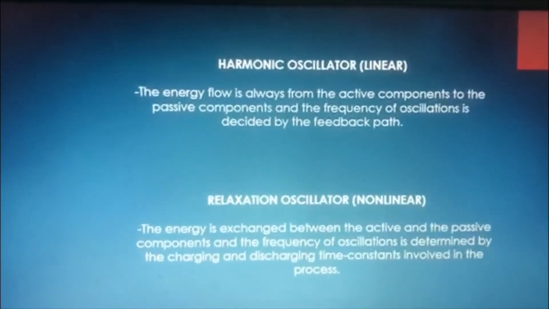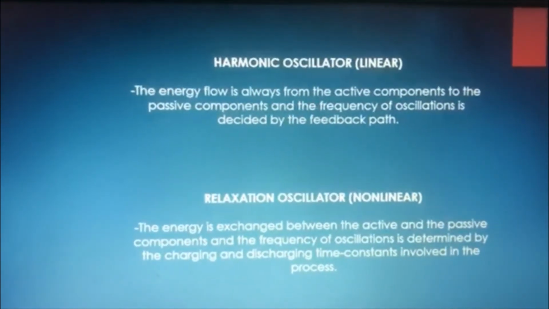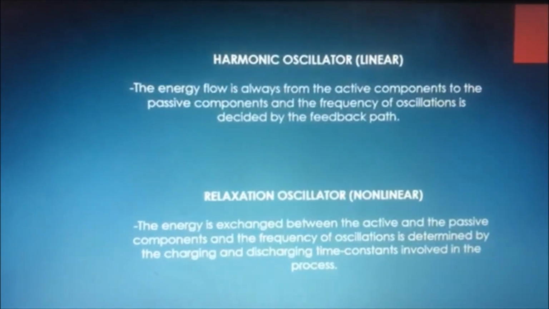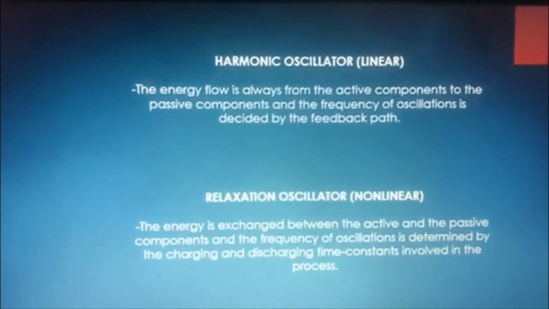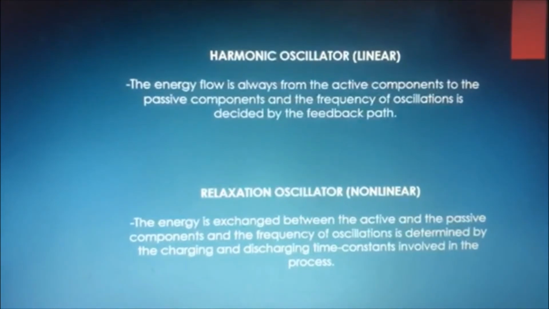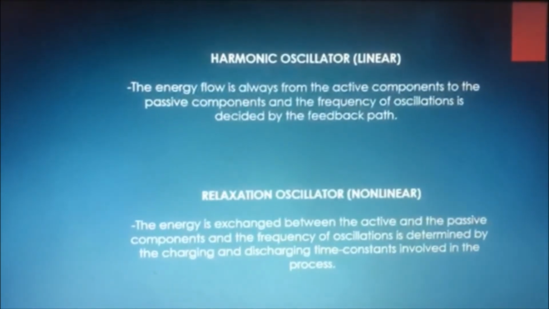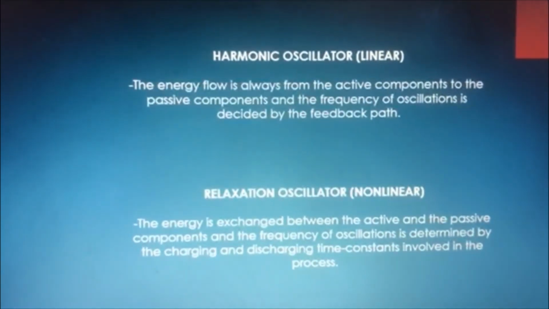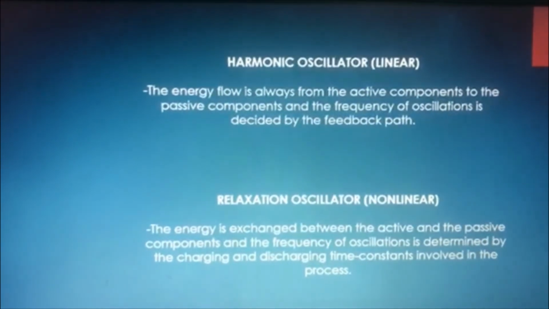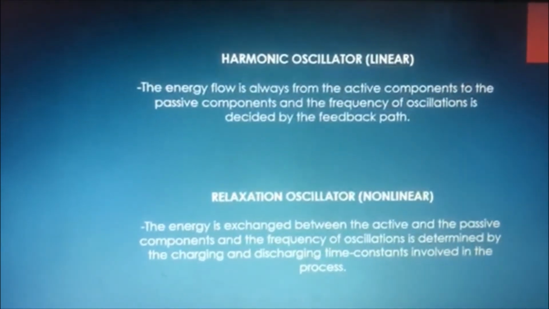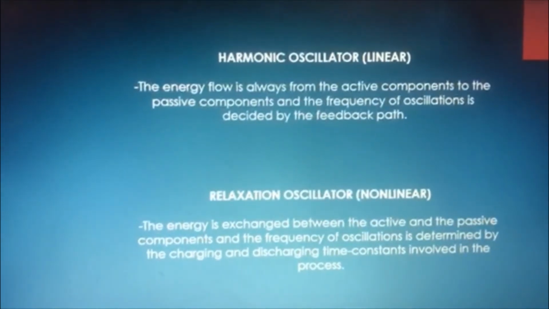For the harmonic oscillator or linear oscillator, the energy flow is always from the active components to the passive components, and the frequency of oscillation is decided by the feedback path. For the relaxation oscillator or non-linear oscillator, the energy is exchanged between the active and the passive components, and the frequency of oscillation is determined by the charging and discharging time constant. The time constant is involved in the process.